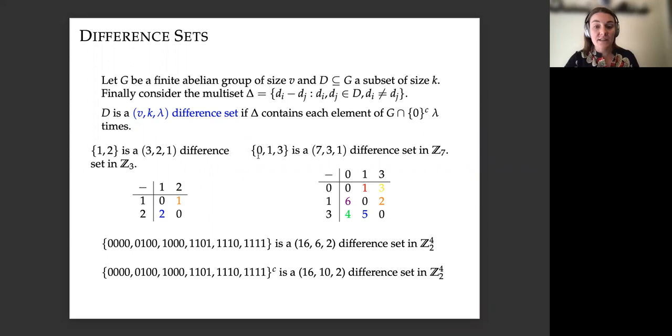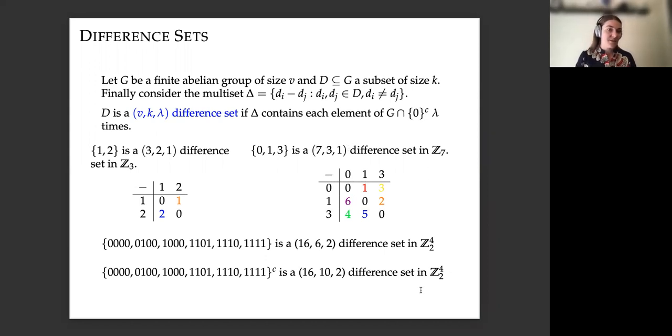And if we look at all of the differences, so 0 minus 0 is 0, 1 minus 0 is 1, 3 minus 0 is 3, and so on and so forth. And if we look in this difference table, we see 1, 2, 3, 4, 5, 6 each appear exactly once. So hence, this is a 7, 3, 1 difference set.